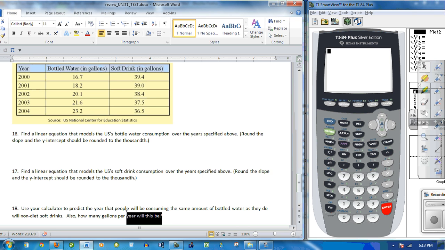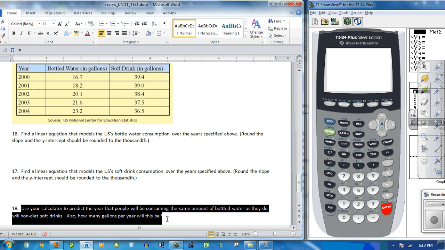Okay, and then down here it talks about using your calculator to predict the year that people will be consuming the same amount of bottled water as they do non-diet soft drinks.